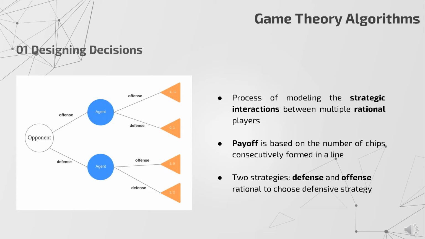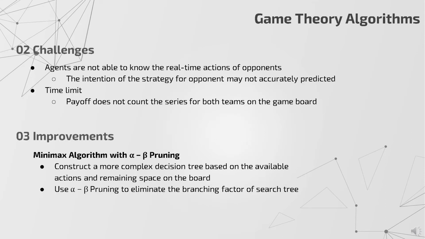For the challenges, since in the actual game, agents are not able to know the real-time actions of the opponents, the intention of the strategy used cannot be very accurate. In addition, due to the time limit, the payoff does not count the series of both teams on the game board, which can be improved by the minimax algorithm with alpha-beta pruning.